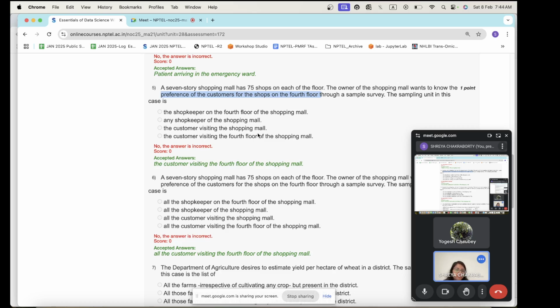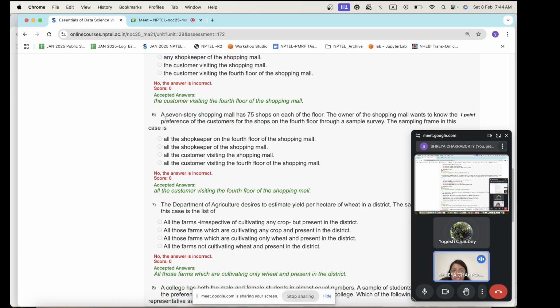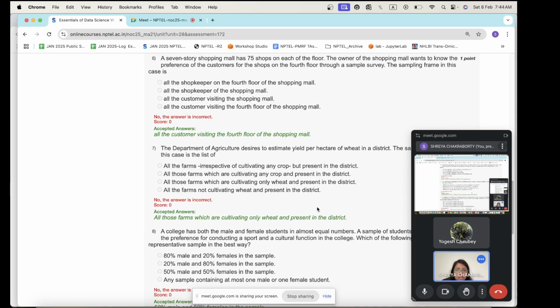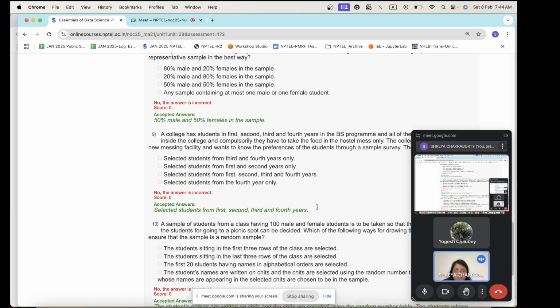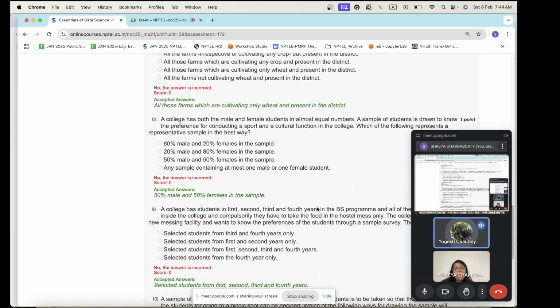Okay, and in question number 6, the seven-story shopping mall has 75 shops on each of the floors. Preference of customers. The sampling frame was asked. Oh, okay, this is the sampling frame. Sampling frame would be all customers visiting the fourth floor. Yes, ma'am. All right. The other questions were okay. All remaining questions in the first and second assignments were right. Only these two questions went wrong.